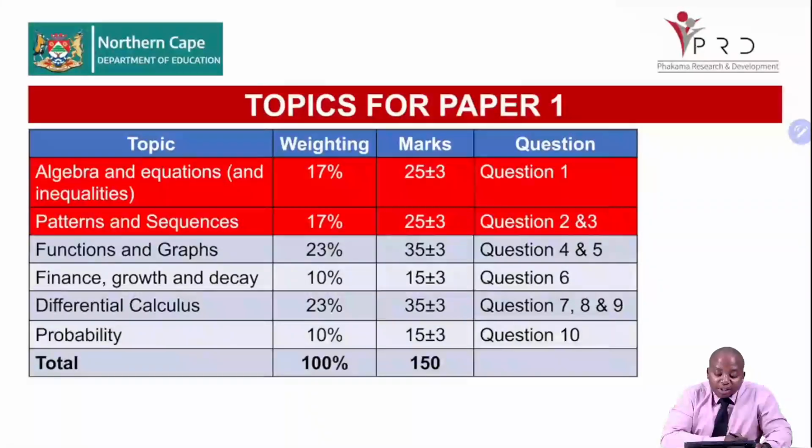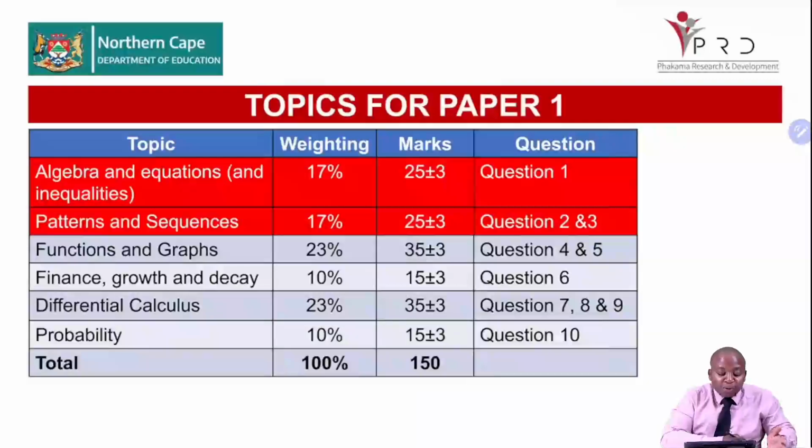Now, grade 12, this is our structure for paper 1. We can see that our paper 1 has 6 topics. We have the topic of algebra and equations, including inequalities, which is our focus for this lesson, and we have patterns and sequences, which is also our focus. We also have the topics of functions and graphs, finance, growth and decay, differential calculus and probability.